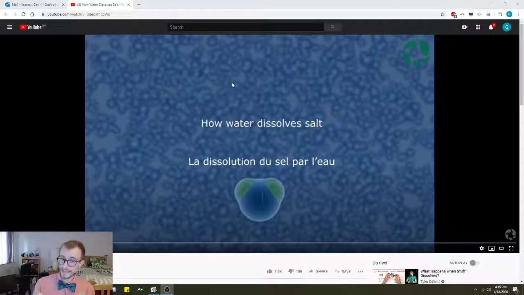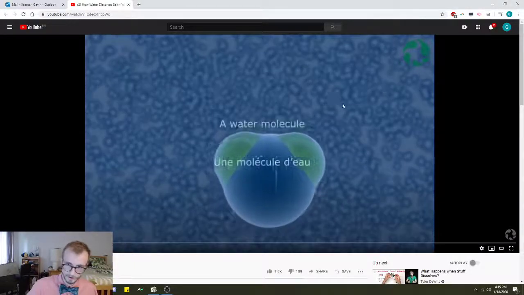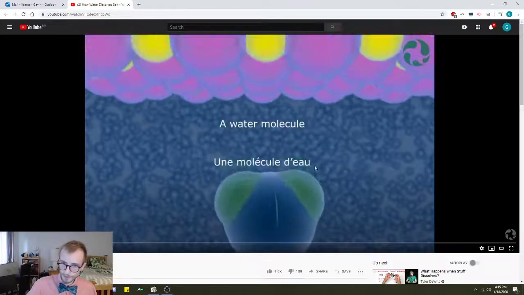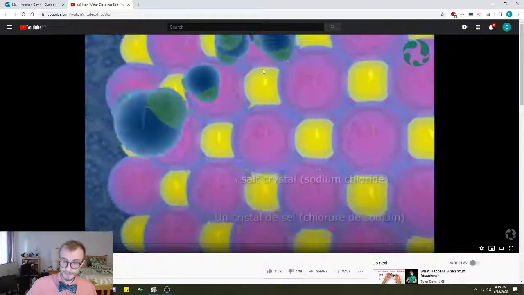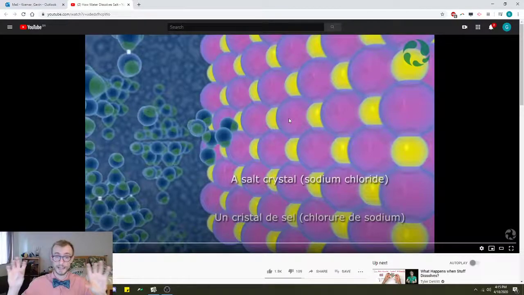In fact, it has a lot to do with the polarity of water, which we just spent a couple of weeks learning about. So if this is our water molecule floating around, all of those things in the background are also water molecules. Here it is coming face to face with a giant crystal of salt that's got this pink and yellow checkerboard pattern. Remember that salt is an ionic compound. So it's got sodium ions that have a positive charge, and it's got chlorine ions that have a negative charge, or chloride ions that have a negative charge.